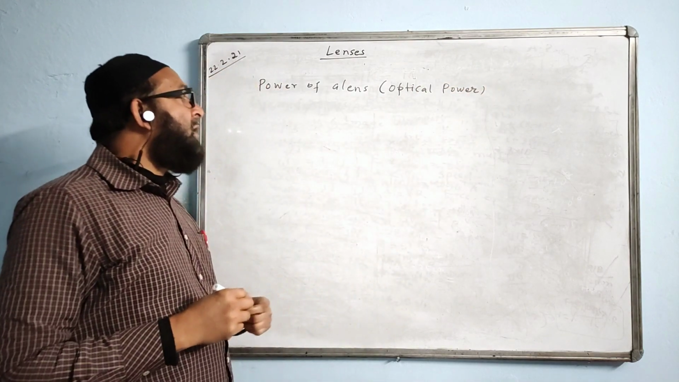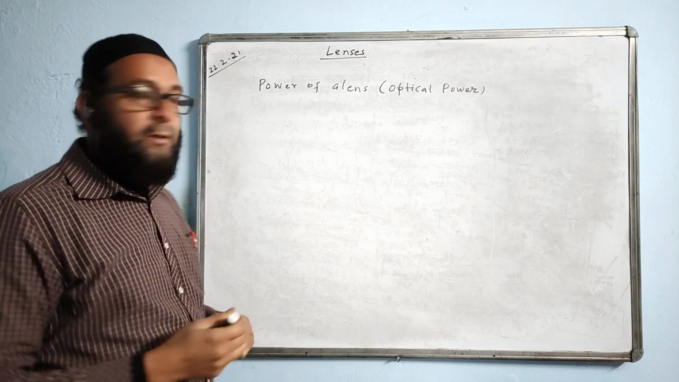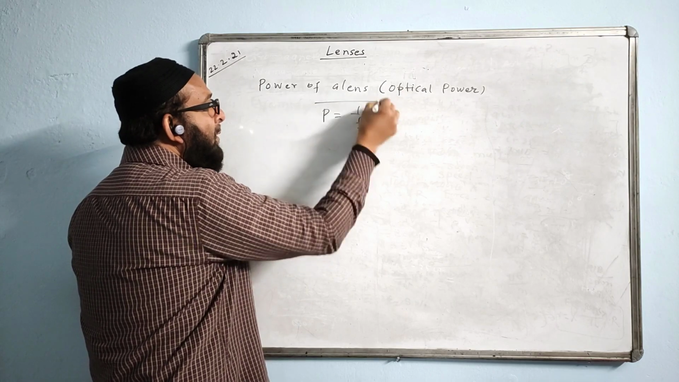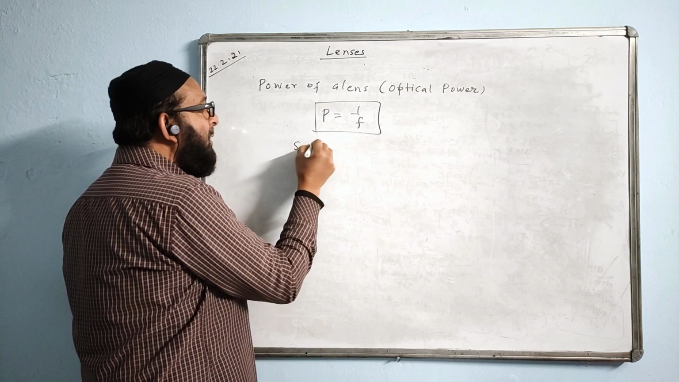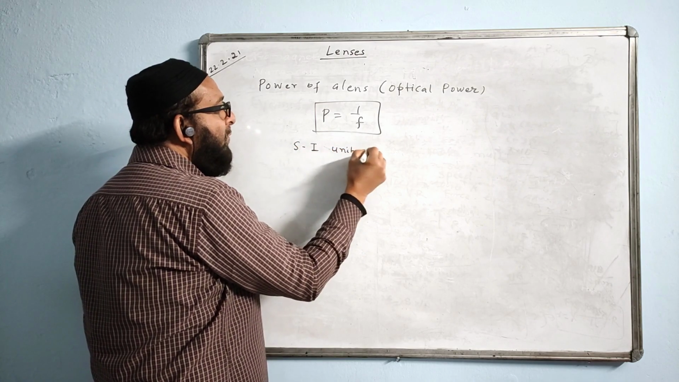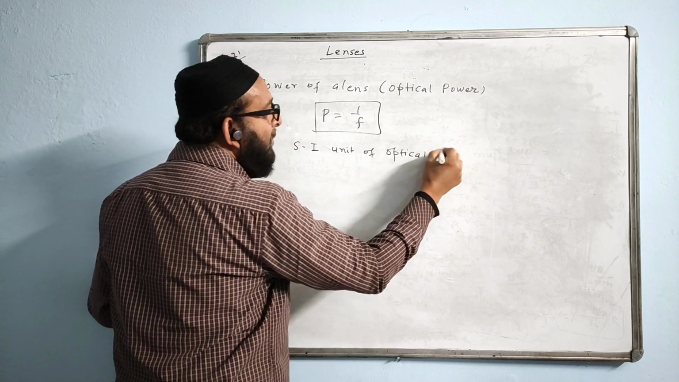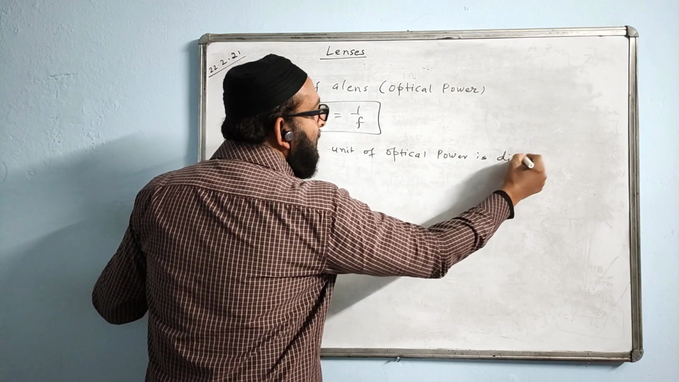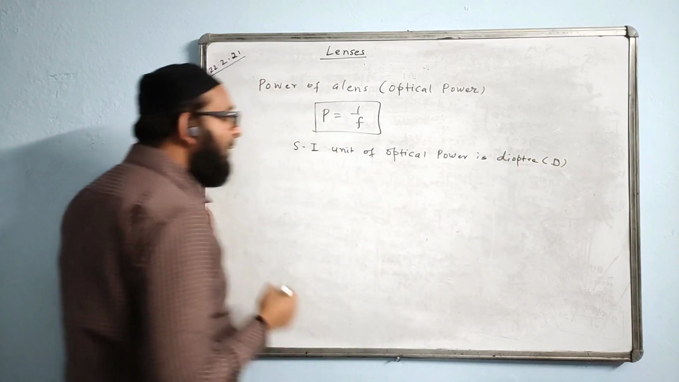How to define? We say it is the reciprocal of the focal length of the lens. That is, the formula of power is 1 upon f. This is the formula of power. The SI unit of optical power, it is not other kind of power, is diopter, denoted by capital D.